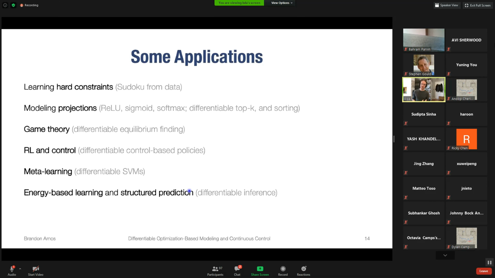But differentiable SVMs are an interesting piece of meta-learning that you can do, where you can imagine formulating the SVM hyperplane fitting problem as solving a convex optimization problem. And also in the energy-based learning and structure prediction setting, if you have a convex inference procedure, that's something you can especially imagine differentiating through. Even in non-convex inference procedures, you can also imagine differentiating through that in some other way.